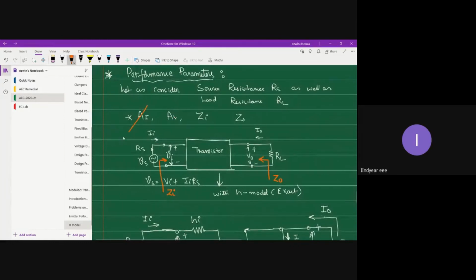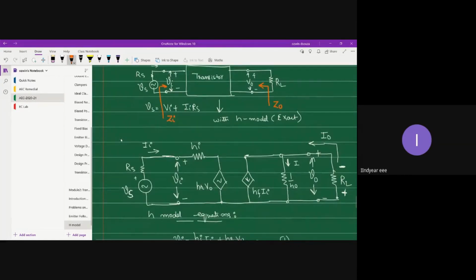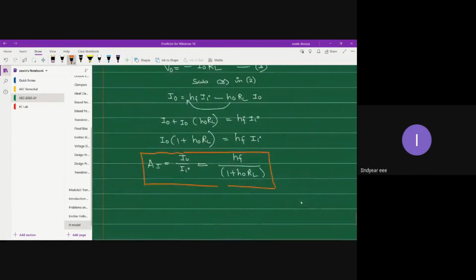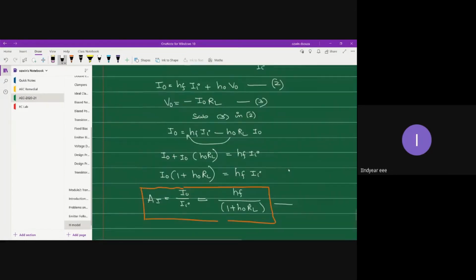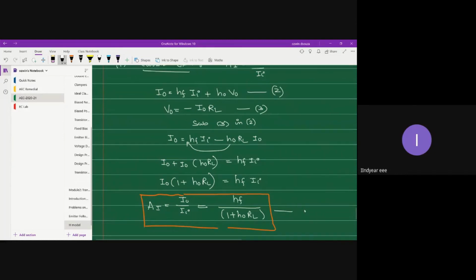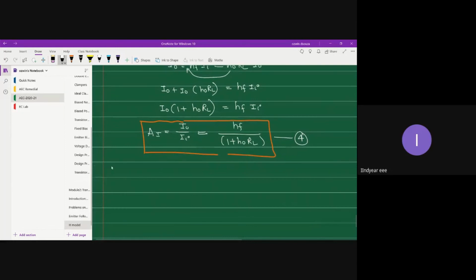Done. So that's our first expression, the current gain. Now let's move forward. For the voltage gain, let's take up the second one. Anyhow, let me label this equation as equation 4, because we would need it in our future derivation as well. And next up, we have the voltage gain. By definition, voltage gain is the output voltage to input voltage.